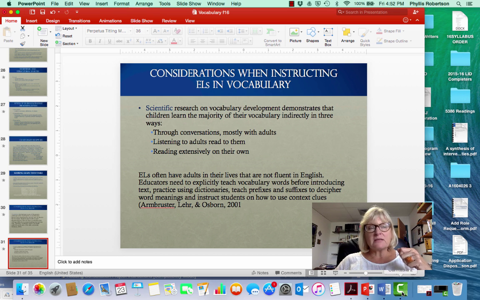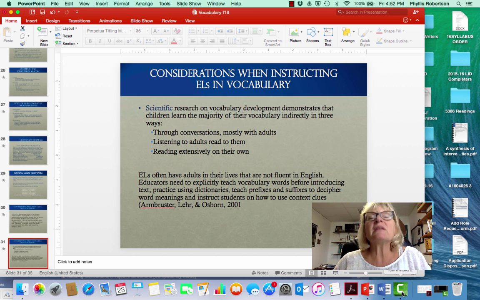They listen to adults read to them, or they read extensively on their own. And I know that I myself was a student who escaped to books, and one of the few ways that we could stay up late when we were kids is if we were reading, not if we were watching television. And so I relied a lot on reading for entertainment, and I know that that had an influence on my vocabulary development.